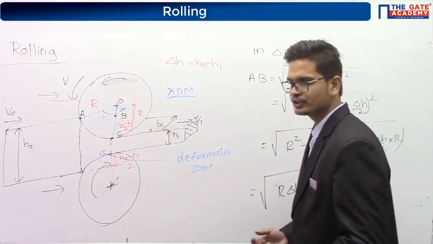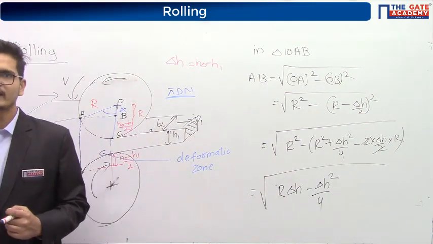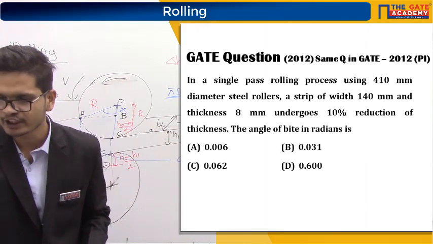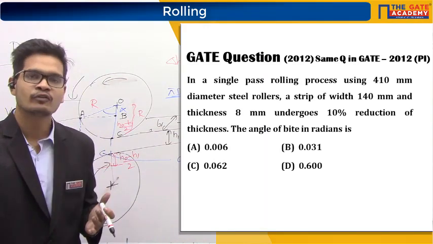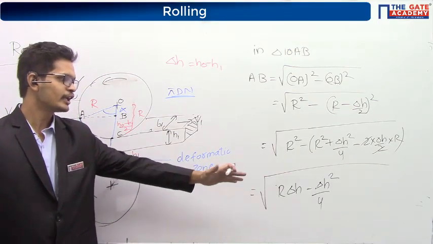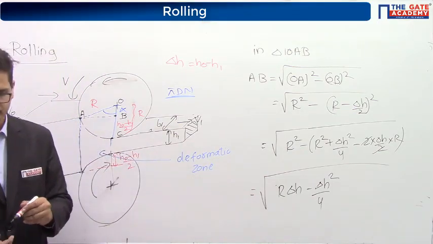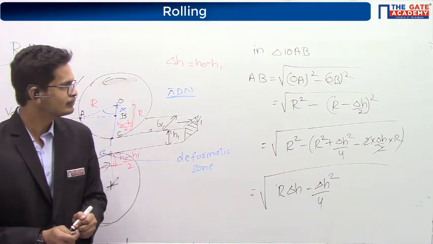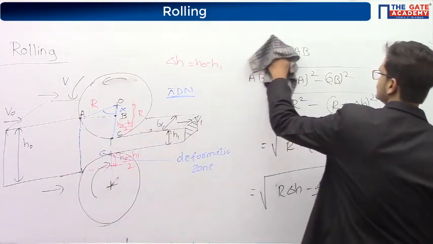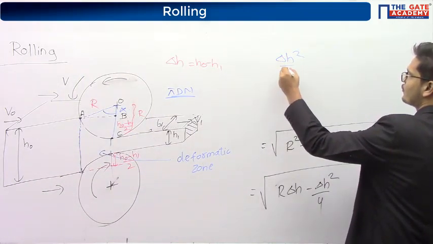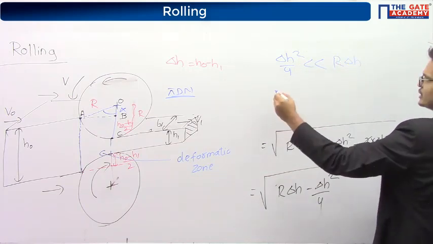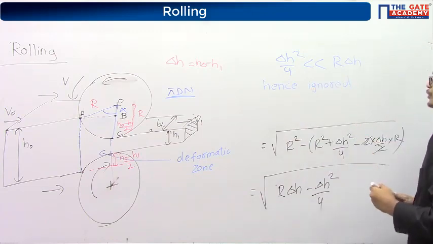In the previous question, you can see the value of delta H is very, very small. For the question that is present on the secondary screen, the value of delta H was 0.8. So delta H square will be even smaller and delta H square divided by 4 will be even smaller. So we can simply ignore that term. Delta H square by 4 is less than R delta H, hence ignored.